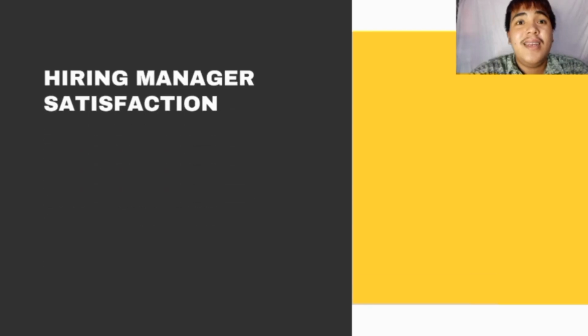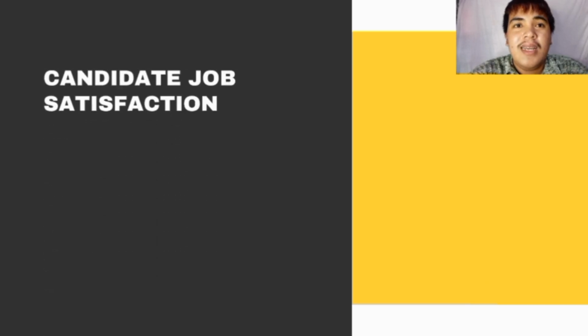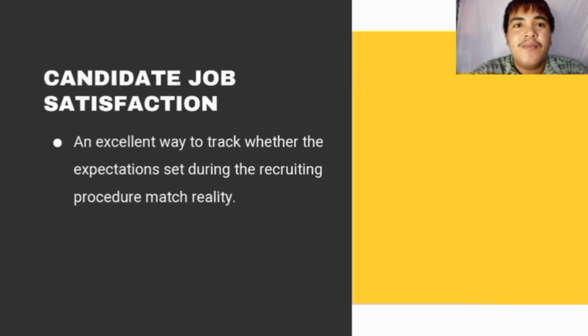The next is hiring manager satisfaction. In line with quality of hire, hiring manager satisfaction is another recruiting metric that is indicative of successful recruiting. In other words, the candidate is more likely to be a successful hire. Candidate job satisfaction is the measurement of a candidate's perception of the company's hiring process.